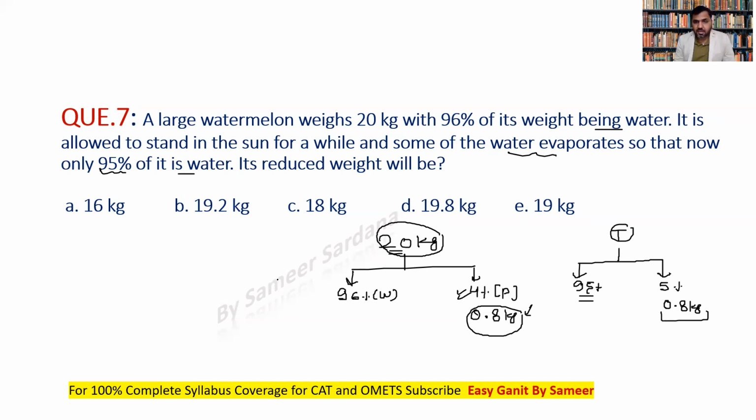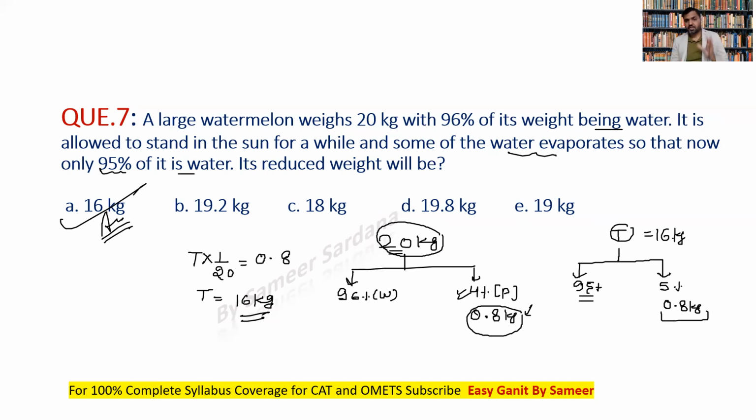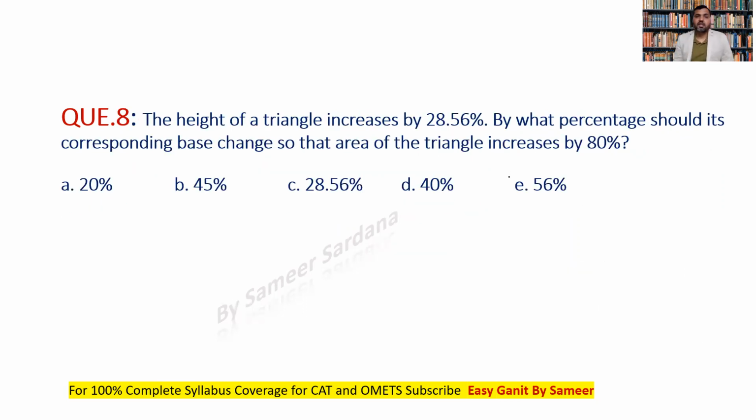So can I say that 5% of the total, that means 1 by 20 of the total, is still equal to 0.8. So the total quantity will be equal to 16 kg. Everybody clear with this? So the reduced weight will be 16 kg, right? This is how you're supposed to solve it. Just look at that part which will remain constant, and you'll get the answer in 1 second.